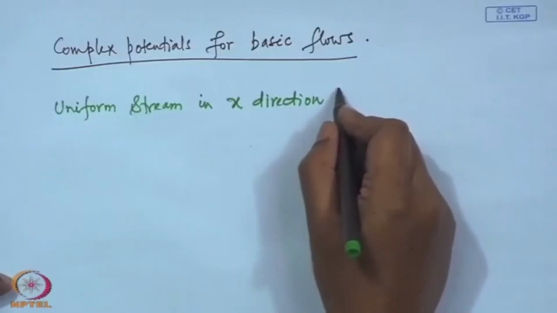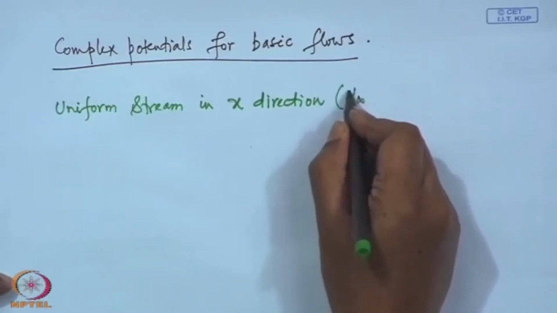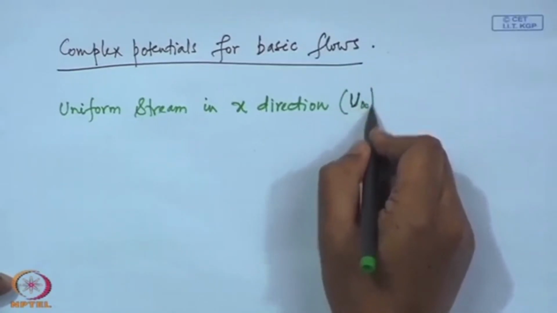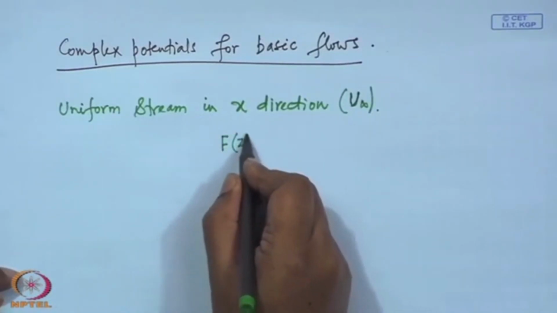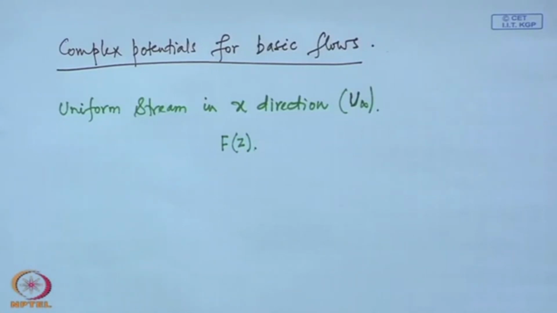Uniform stream in x direction, the magnitude of the flow velocity is u infinity. So, what is the complex potential in the z plane? Phi plus i psi. What is phi for a uniform stream in x direction? U infinity x. Psi? U infinity y. So, what is complex potential? U infinity x plus i u infinity y. What is it? U infinity z.